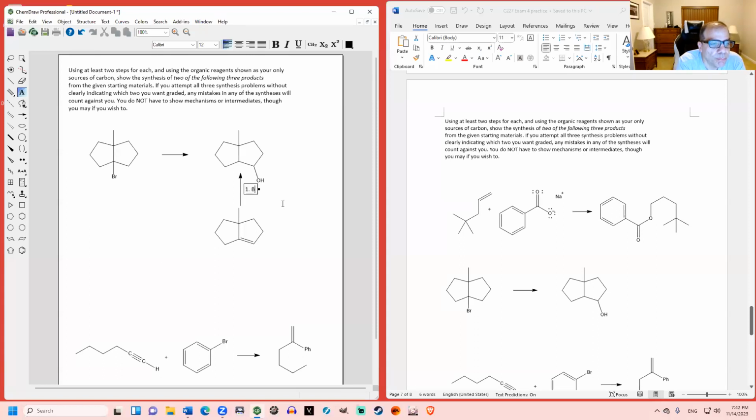So again, this requires borane and THF, followed by aqueous alkaline hydrogen peroxide. That would convert the alkene to the non-Markovnikov alcohol. You see how we moved backwards from the product to a material that looks a little more like the starting material. And then the only question is, can we get from this bromide to this alkene? And the answer is yes, we can.